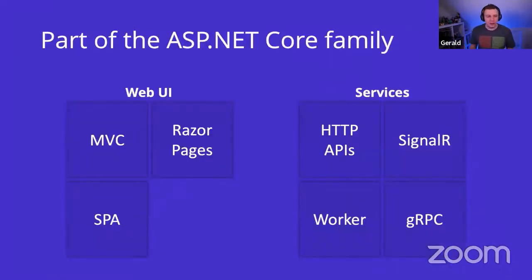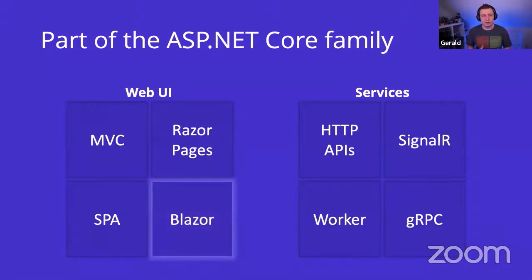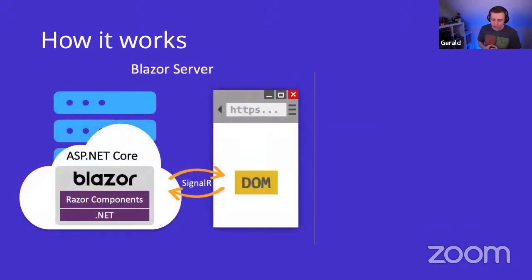Where does it all fit in? Like I already said, it's built on top of ASP.NET. So we already have MVC, Razor Pages, single page applications. You can totally do that with all the JavaScript things. On the other side, we have the backend services, HTTP, REST API, SignalR, which is also a big thing in Blazor, by the way, all kinds of other things. And Blazor fits right in there with all the web UI stuff because it's very much a UI facing thing. So how does it work?